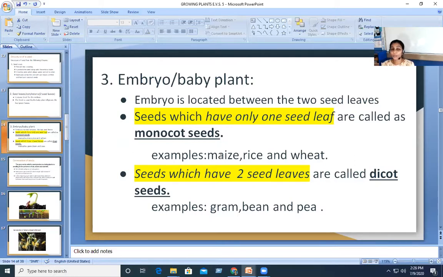So I hope the embryo concept is clear to you. The structure of a seed has three layers, namely seed coat, seed leaves or cotyledons, and embryo or baby plant. Again, if a seed has one leaf, then it is called a monocot. If it has two leaves, then it is called a dicot seed. Respective examples are given on the slide.